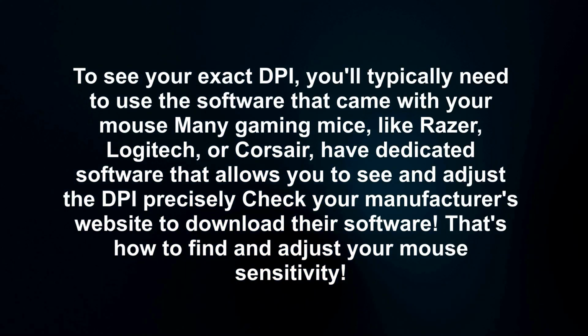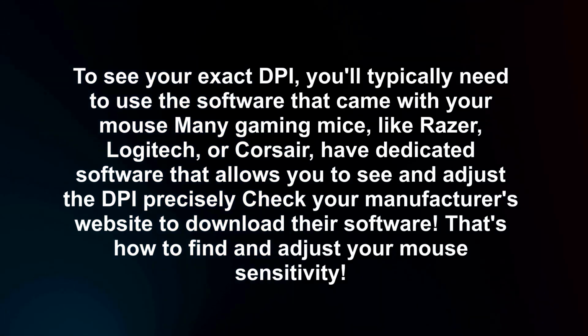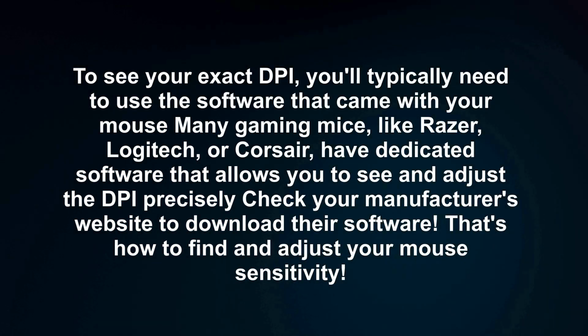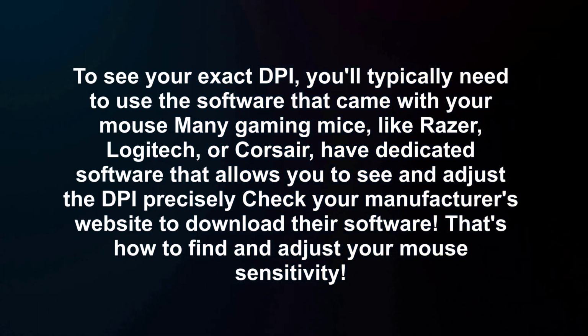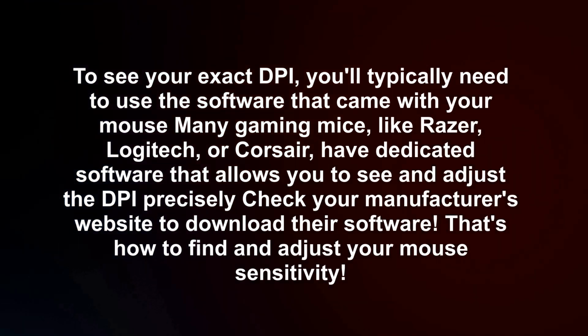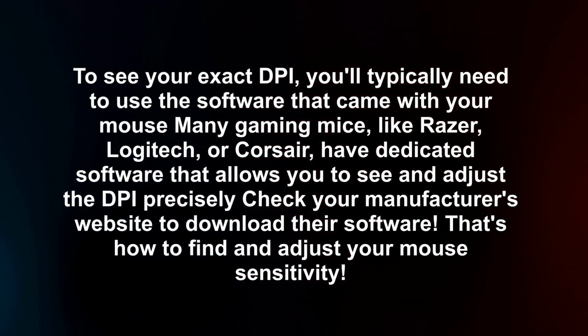To see your exact DPI, you'll typically need to use the software that came with your mouse. Many gaming mice, like Razer, Logitech, or Corsair, have dedicated software that allows you to see and adjust the DPI precisely. Check your manufacturer's website to download their software.